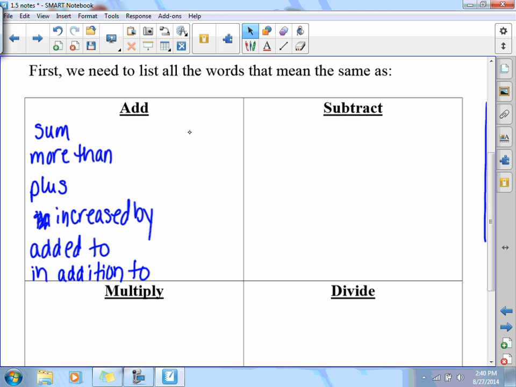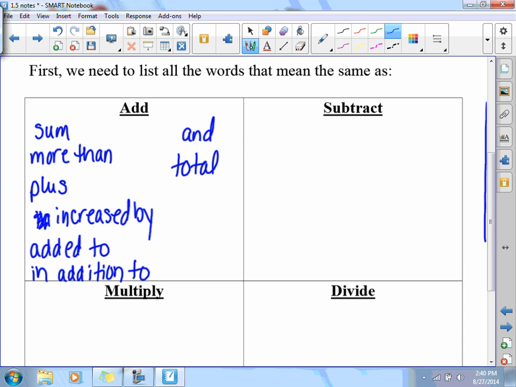You could also have the word and. 5 and 3 is 8. You could have total. A total could be a lot of different things, but how many do you have total? If you were counting them all up, that would seem to imply addition. So this isn't a comprehensive list, it's just a good start.